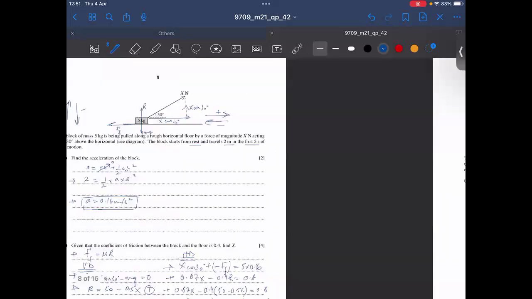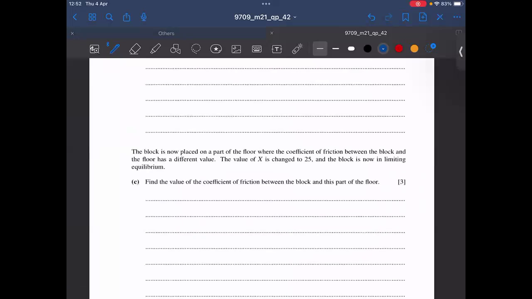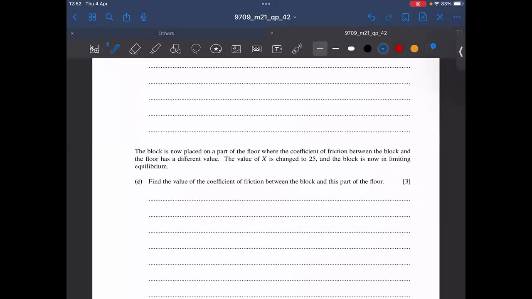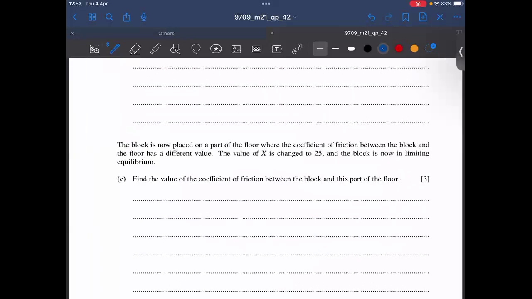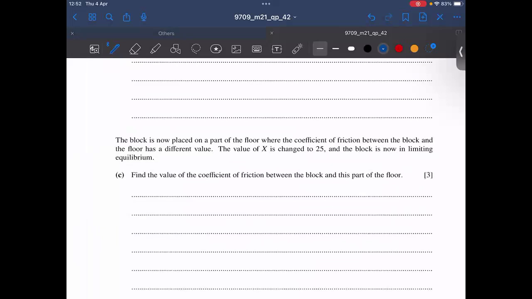So the block is now placed on a part of the floor where the coefficient of friction has changed. The value of x is changed, and the block is now in limiting equilibrium. That means it is just about to move. It's not moving right now. It does not have any acceleration.